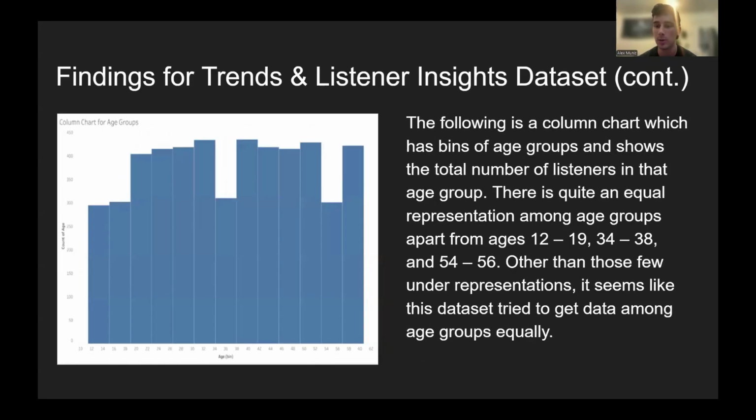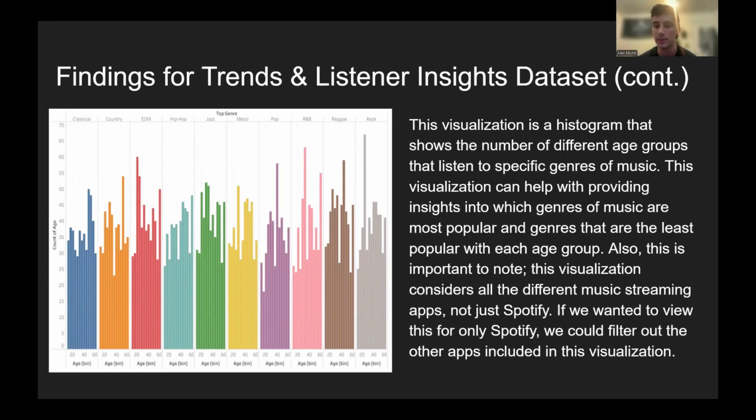If we wanted to view this only for Spotify, we could filter out the other apps included in this visualization. So then you can see at the top the genre and see where they peaked with their ages down at the bottom. So we have classical, country, EDM, hip hop, jazz, metal, pop, R&B, reggae, rock, and I'm sure you can also list a few, but these were the most popular in the genres that I looked for.